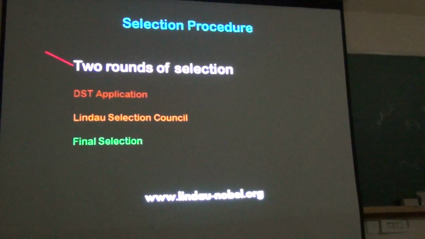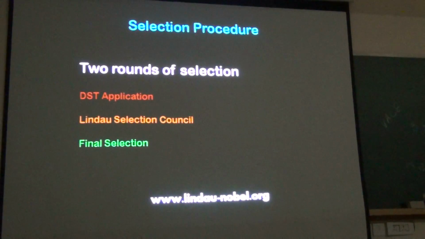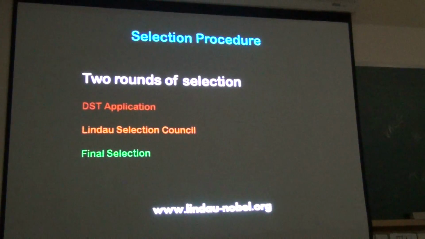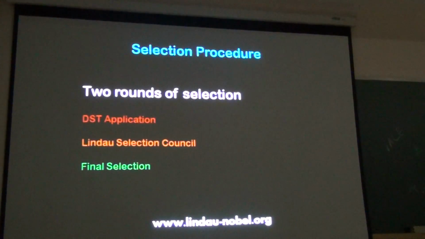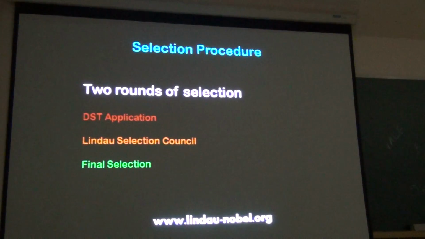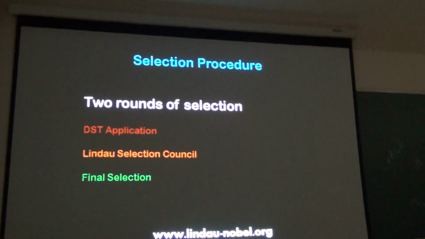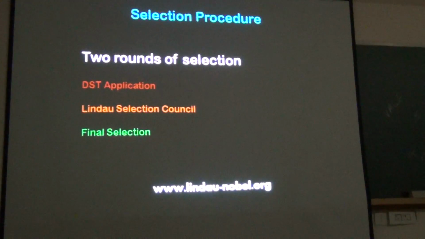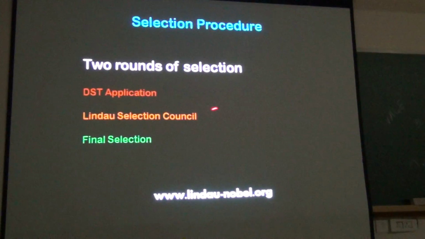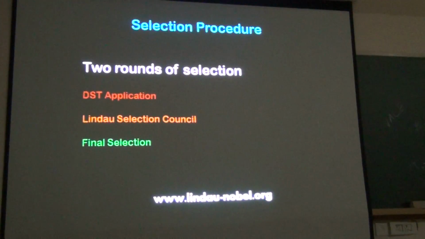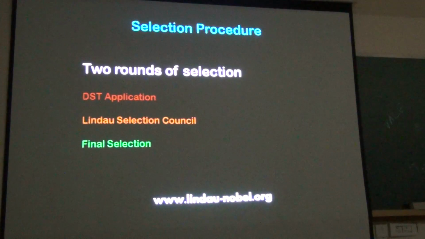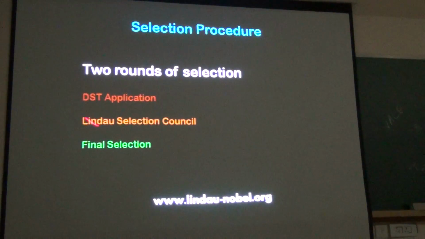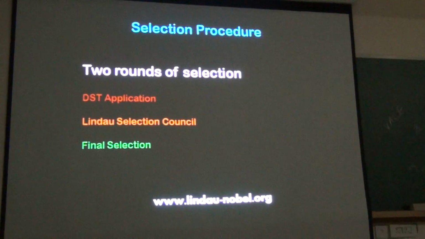Then the DST scrutinizes all these forms and shortlists the candidates to 30 from the applications they received, and these 30 candidates are then nominated by the DST to the Lindau Council. That's the second round of selection. In the council are some members who are organizing this, and 15 Nobel laureates. Again, they scrutinize these forms, and they bring down the number of candidates from 32 to 25.